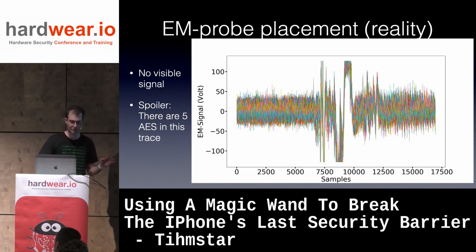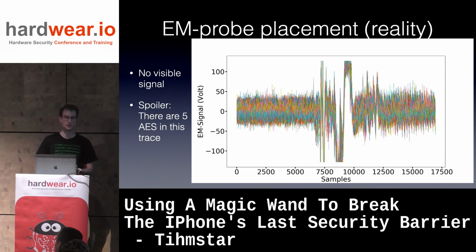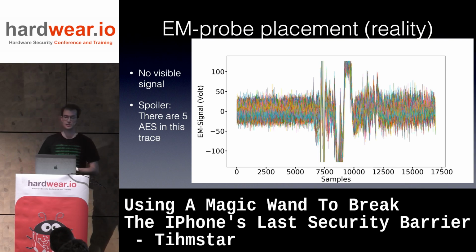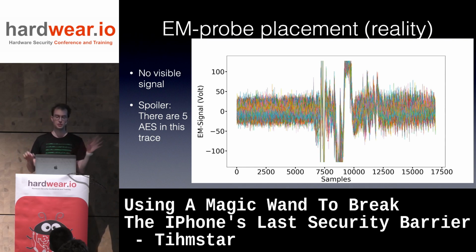I'll show you what I mean. This is like 500 traces put on top of each other, already filtered, already aligned. You don't see anything in there, but there are 5 AES taking place. We'll come back to a similar image like that, and you'll see what I mean. But for now, just assume, even if you think, oh yeah, that at the back is AES, no, that's not it. You cannot see the AES in here.